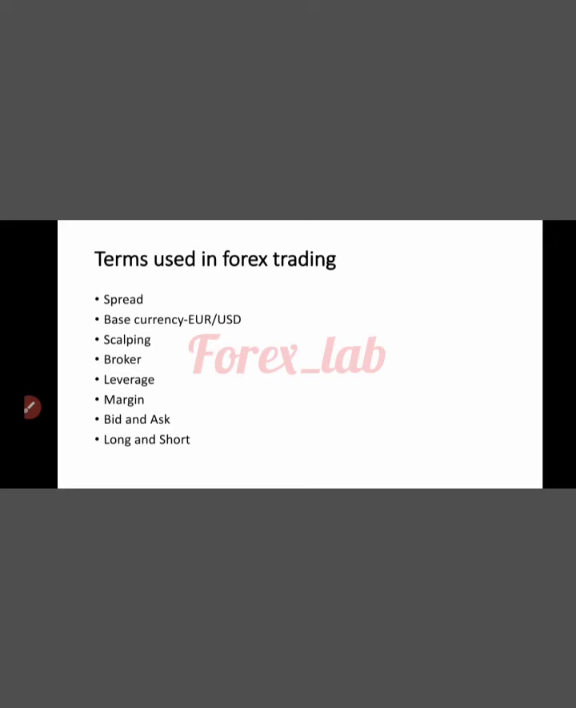The next one is margin. Margin is the initial capital that a trader needs to put up in order to open a position. Margin also gives a trader the opportunity to open a larger position size. So when the margin is low, you won't be able to open any position again, and then you may be warned by the broker when you are exceeding the normal margin, when it's getting too low.